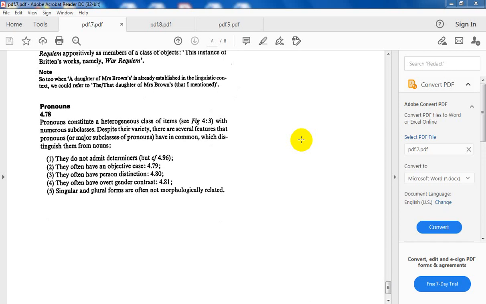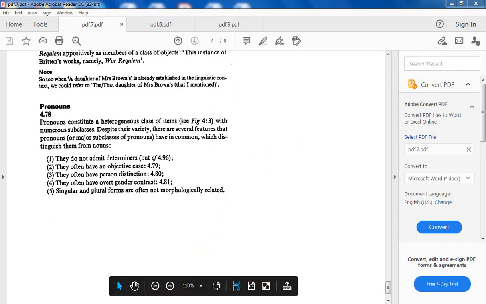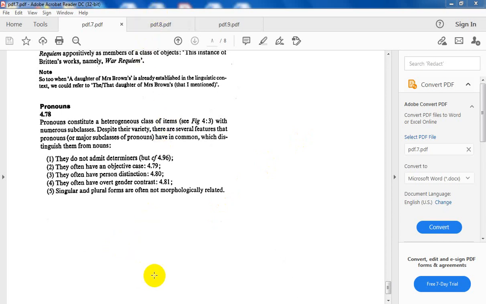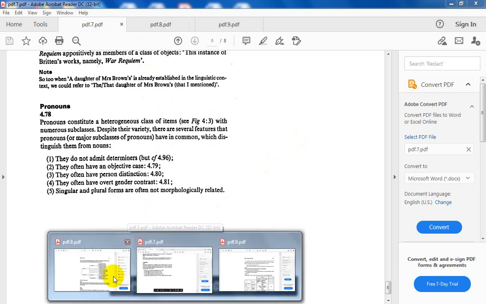They often have person distinction between first, second, and third persons. They often have overt gender contrasts. You see, I have it for inanimate, he for male, she for female. Singular and plural forms are often not morphologically related. They have different rules concerning the singular and the plural forms.